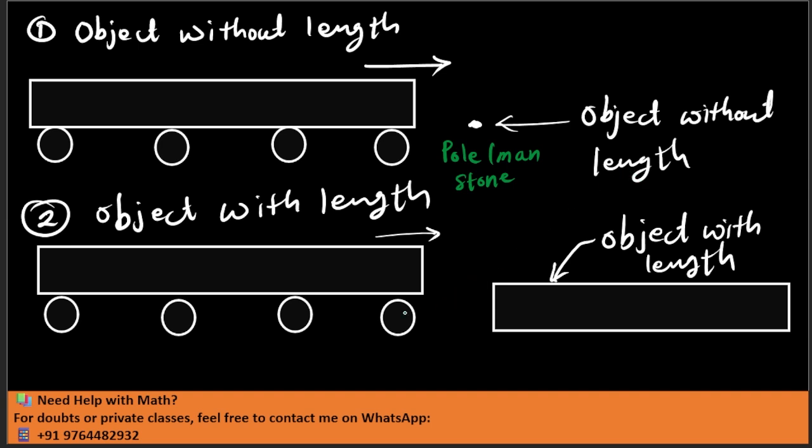Now in the second case, we have an object with length. The object with length can be a platform, or a bridge, or a tunnel, or it can be another train also. So the train will be crossing this kind of object. So how to solve the questions? Let's see one by one.